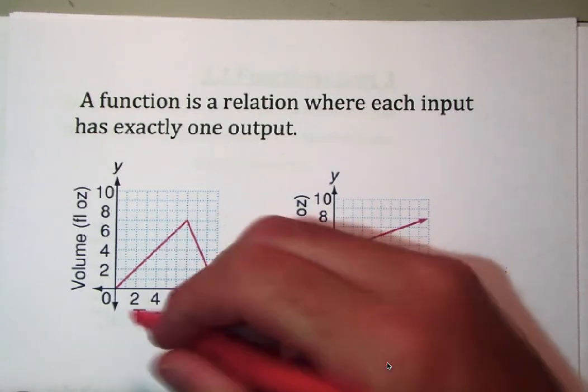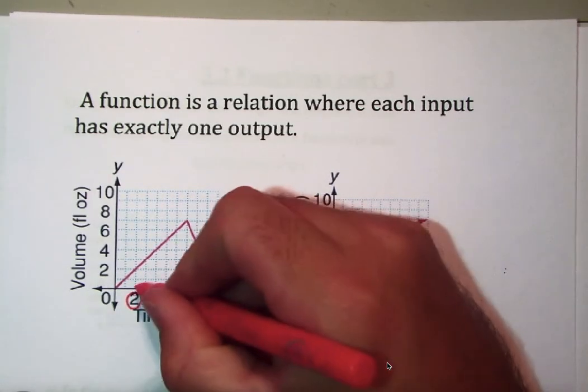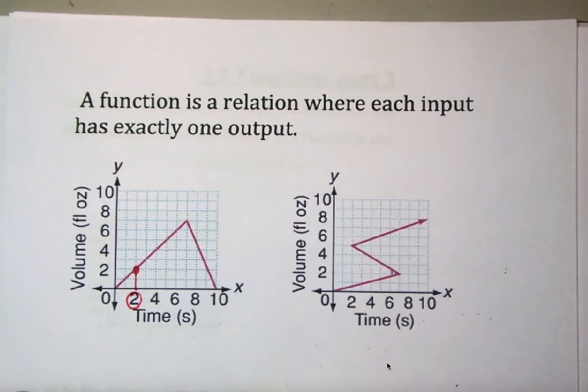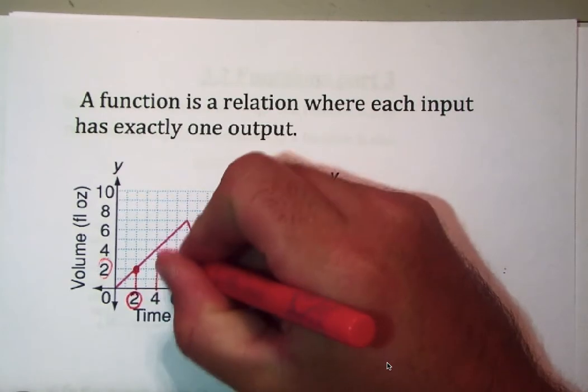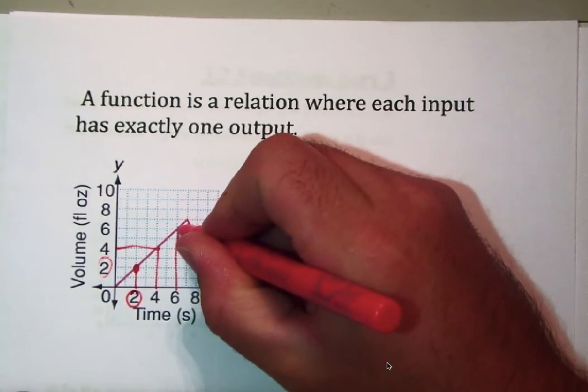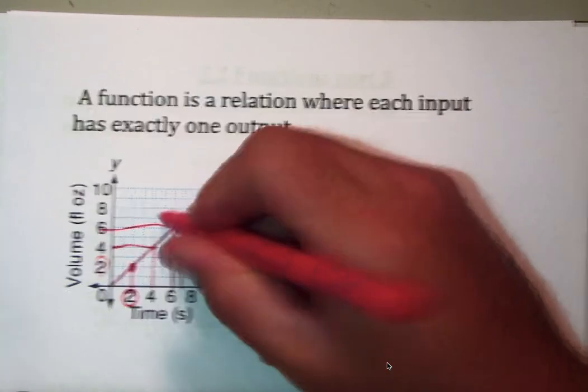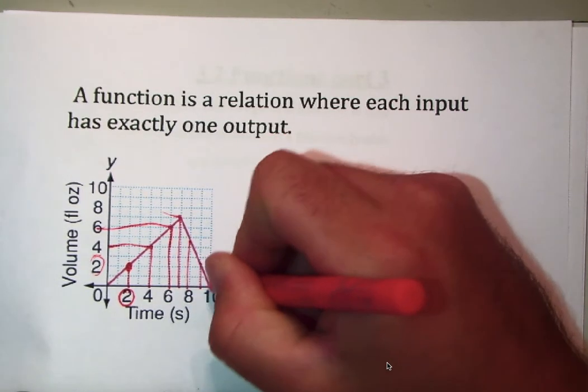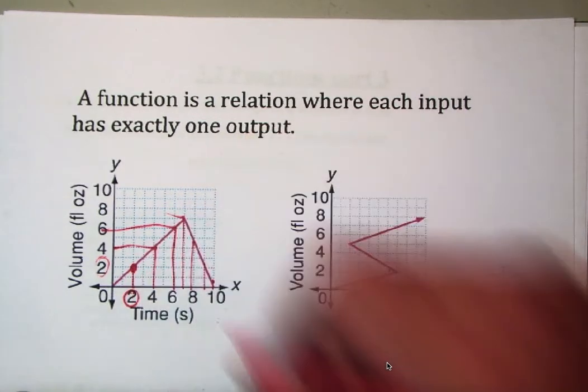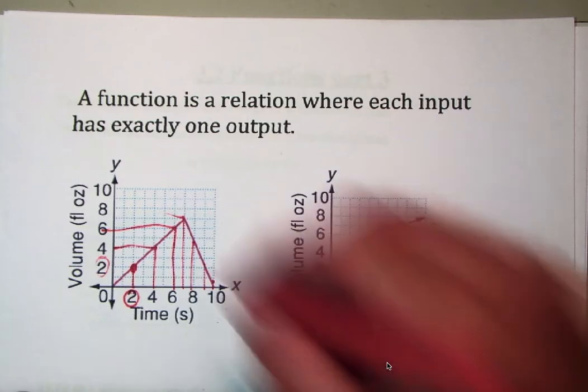Well, this one's actually a function. Like the number 2. Does 2 have any other output besides this one? No. How about 4? No. How about 6? No. 7? No. 8? No. 9? No. 10? And actually all the ones between, they only have one output. So this is a function.